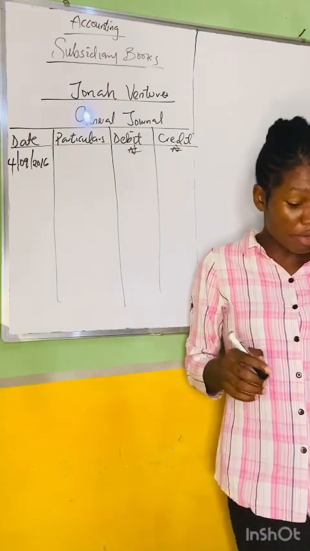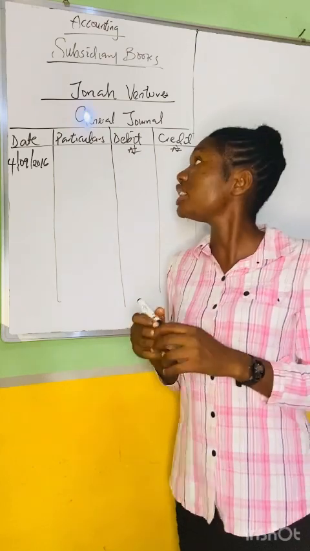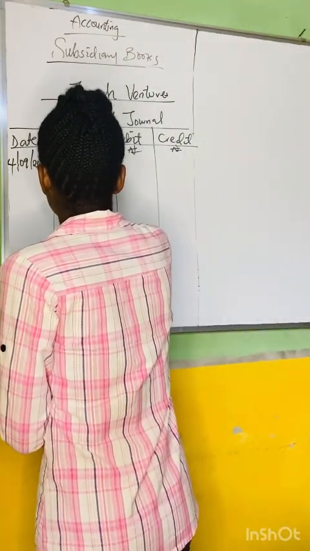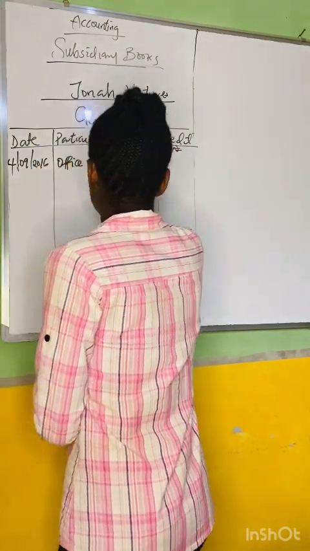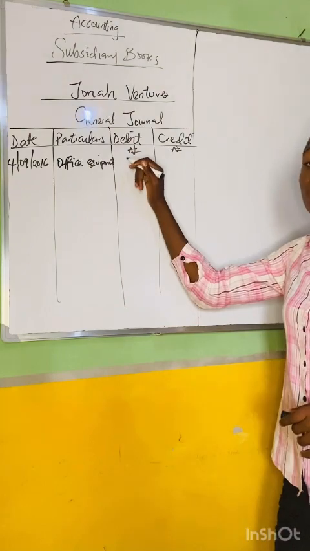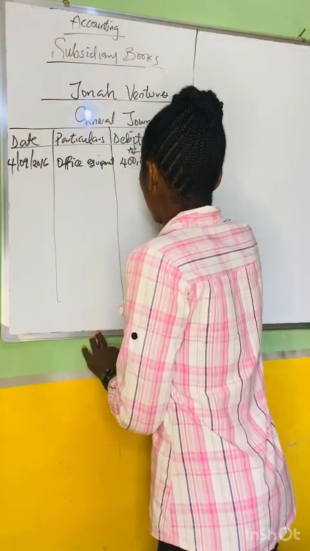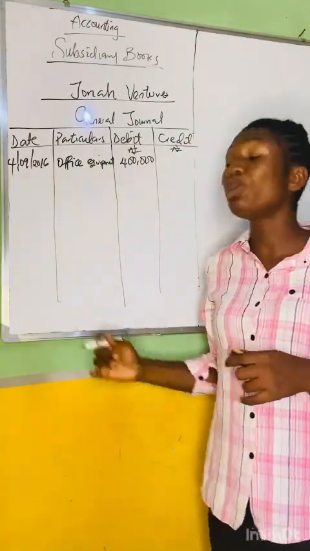So here, since we are buying assets on credit, both office equipment, what we'll be having here is the office equipment account of Jonas Ventures business. Okay, we'll be debiting office equipment because we are having an increase in office equipment. Okay, equipment is an asset. Do we get it? The office equipment is an asset.